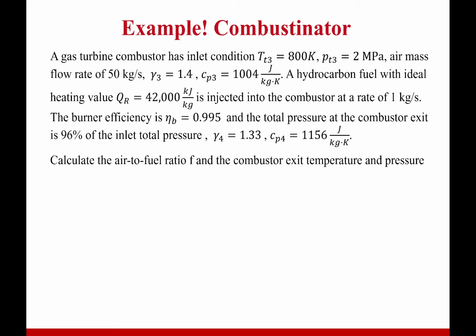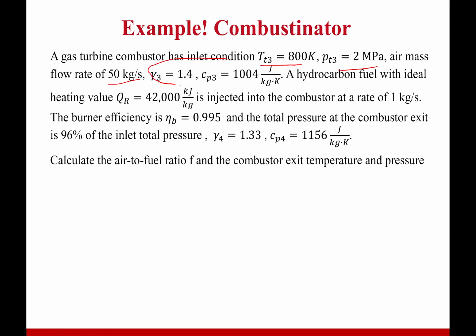So, we have a gas turbine combustor. It's got an inlet temperature of 800 Kelvin, which is kind of similar to what we had in our problem with the compressor, and a total pressure of 2 megapascals. Air mass flow rate is 50 kilograms per second. We've been using that so far. And a ratio of specific heats of 1.4 and a specific heat of 1004 on the entrance.